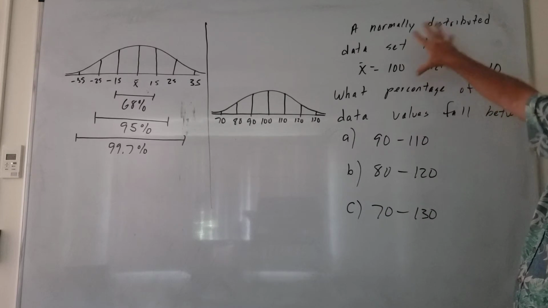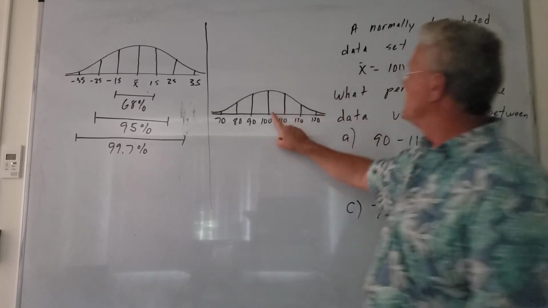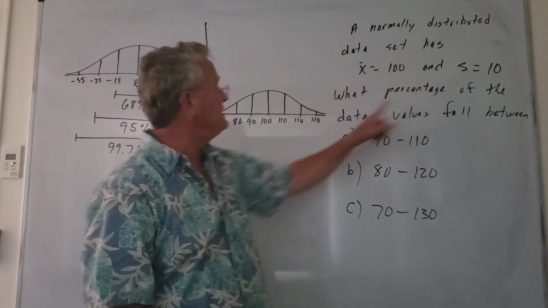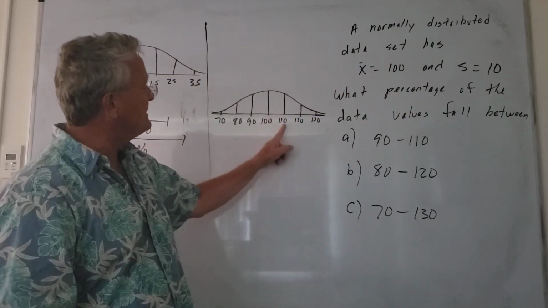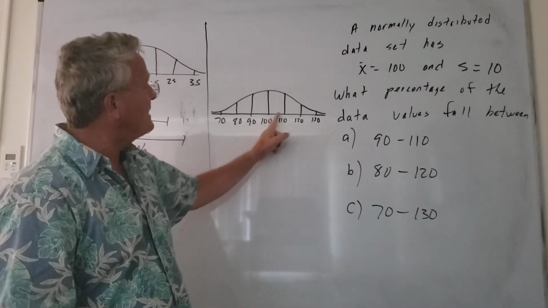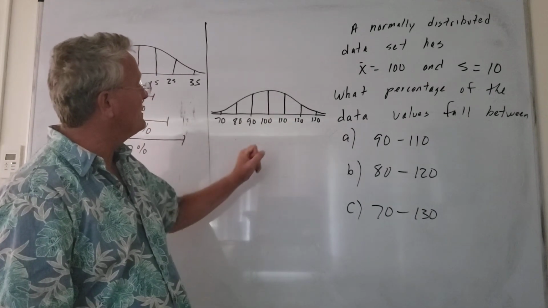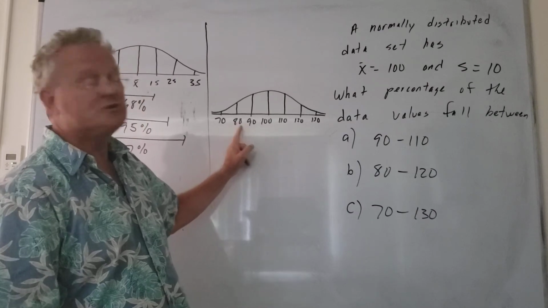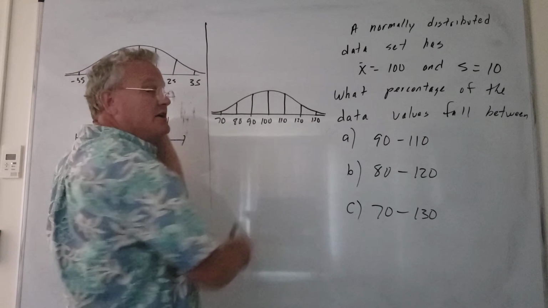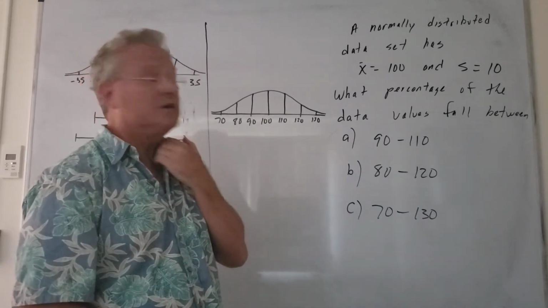Well, if we were to graph this, this is what it would look like. Because we're told the average is 100, the standard deviation is 10. If I add 10, that's 110. Subtract 10, I get 90. 2 standard deviations is 120 above. 80 is 2 standard deviations below. And likewise, 70 and 130 are 3 standard deviations.